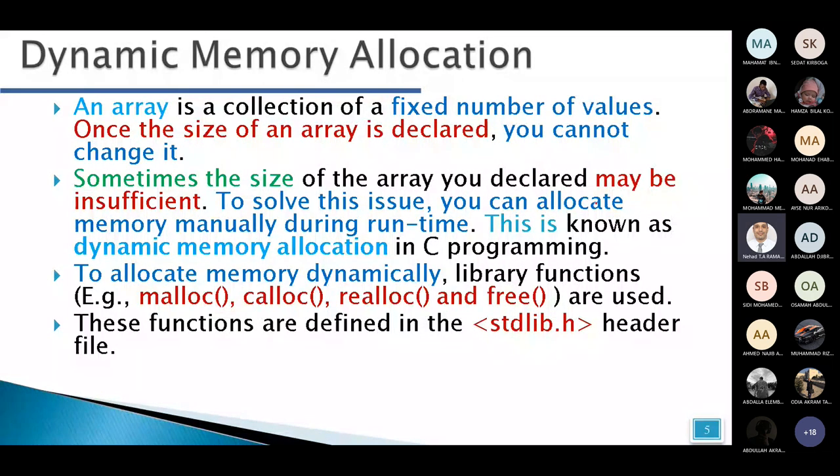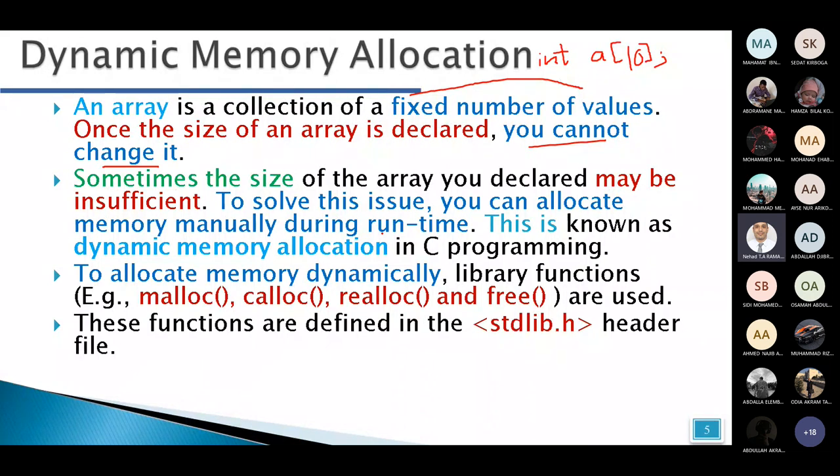Okay, so dynamic memory allocation. The normal array, the regular array: when you create an array, when you say integer a[10], like this, we create an integer array of 10 elements. We have a fixed number of values because we have a fixed size, which is 10. And you cannot change it after you run the program. You can change the code, but after you run the program, from the user's side, the size of the array cannot be changed.